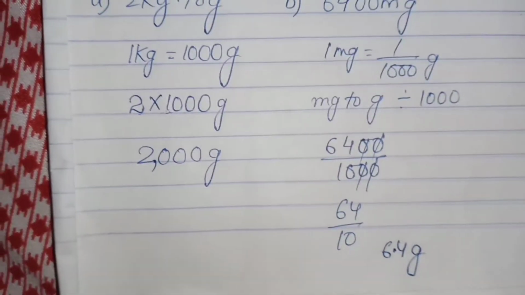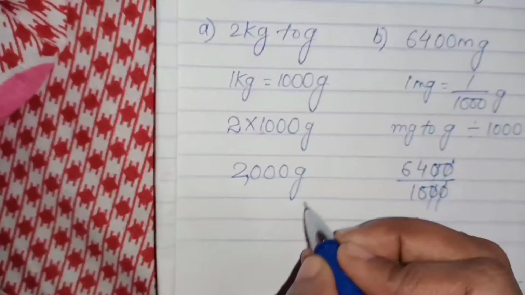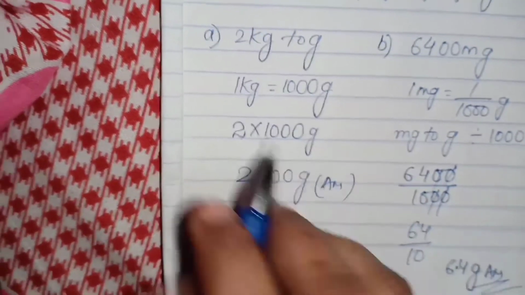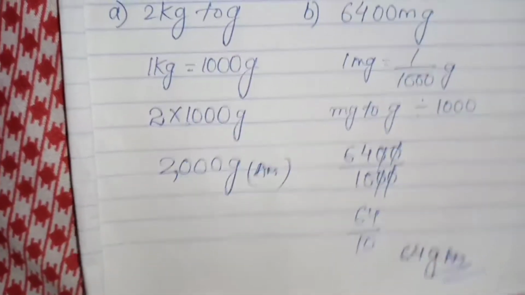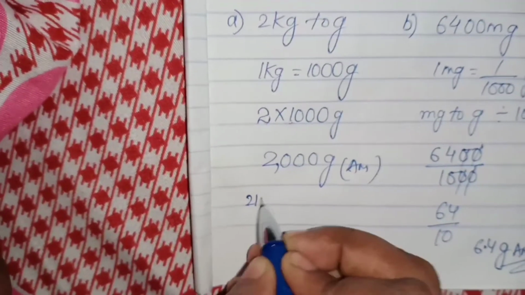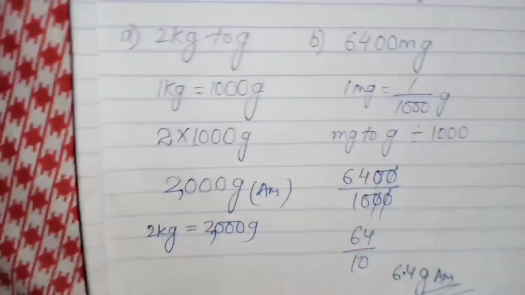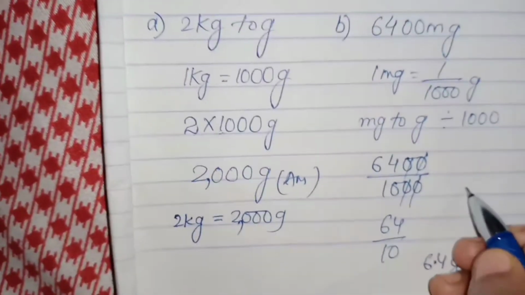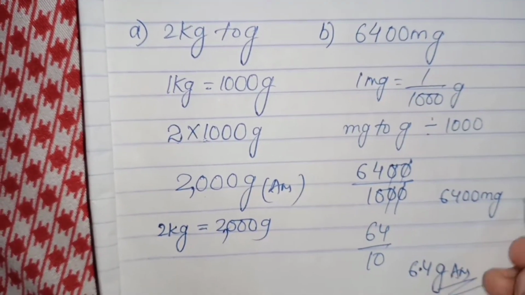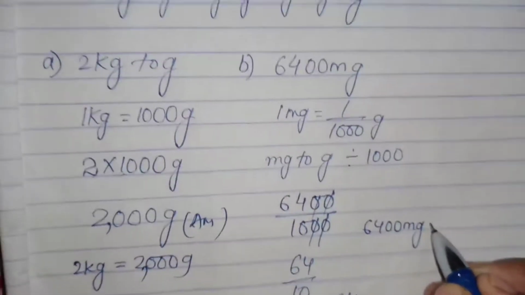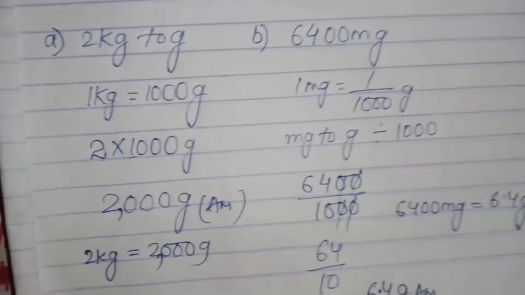G is the symbol. So this is the answer. That means 2 kg is equal to 2000 gram, and 6.4 gram. So here you can write 2 kg is equal to 2000 grams. And here you can write 6400 milligram is equal to how much? 6.4 grams. Okay, so done.